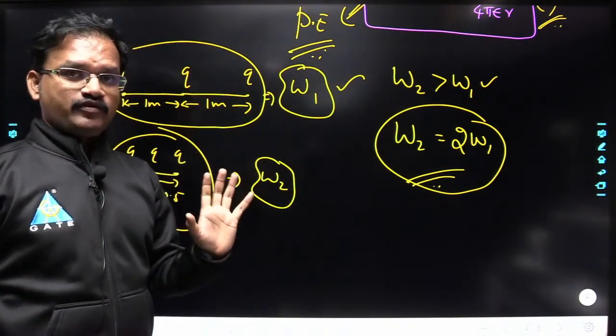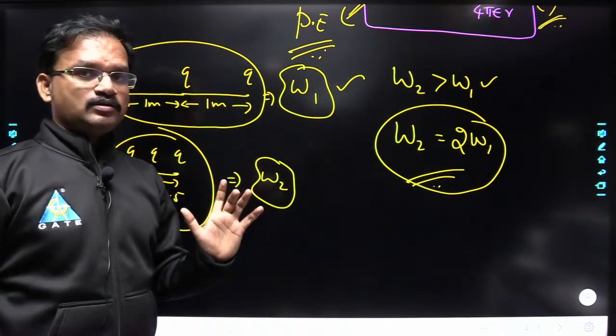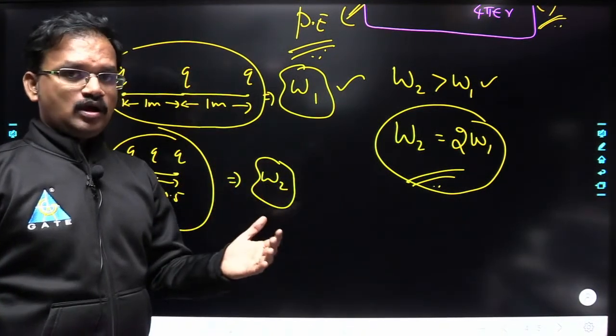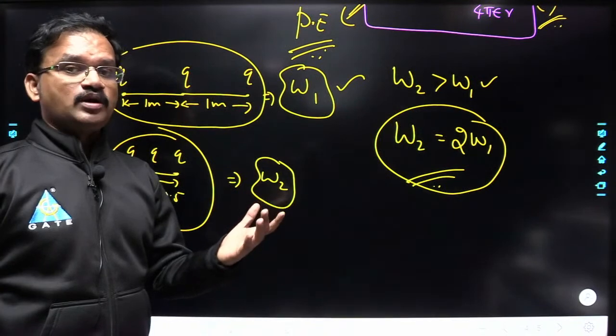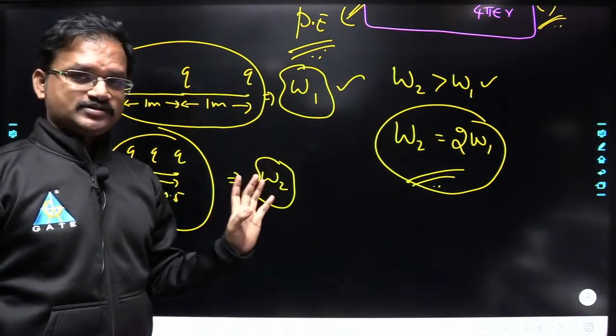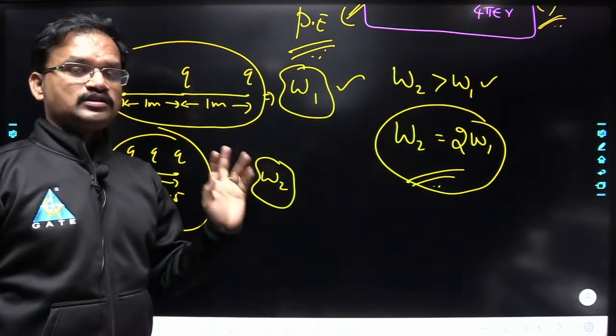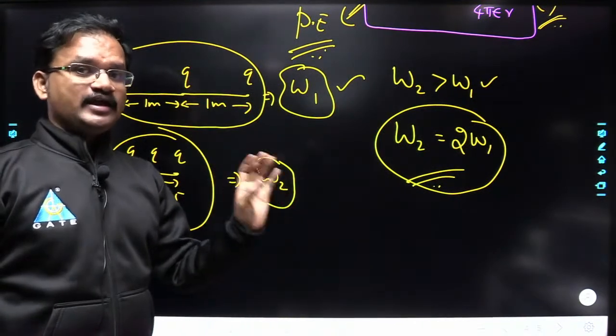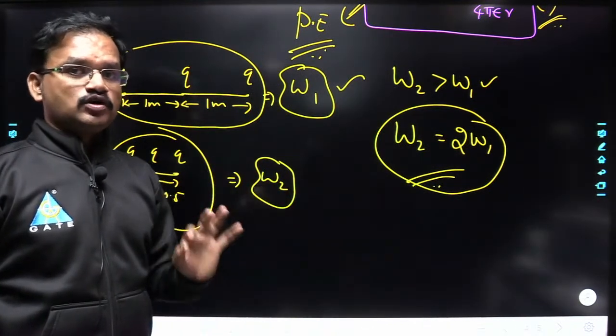of a conservative field. So the work done doesn't depend upon the path you are moving. It depends only upon the initial and final points. That is the first one. Another one is that the work done around any closed path in a conservative field must always be equal to 0.